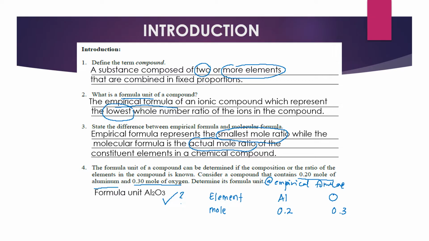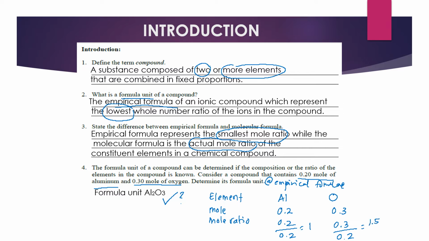You must get the lowest mole ratio, which means you must divide by the smallest number of moles. Here, between 0.2 and 0.3, 0.2 is the lowest. So 0.2 must be divided by 0.2, and 0.3 must also be divided by 0.2. Then you get the numbers 1 and 1.5 here.